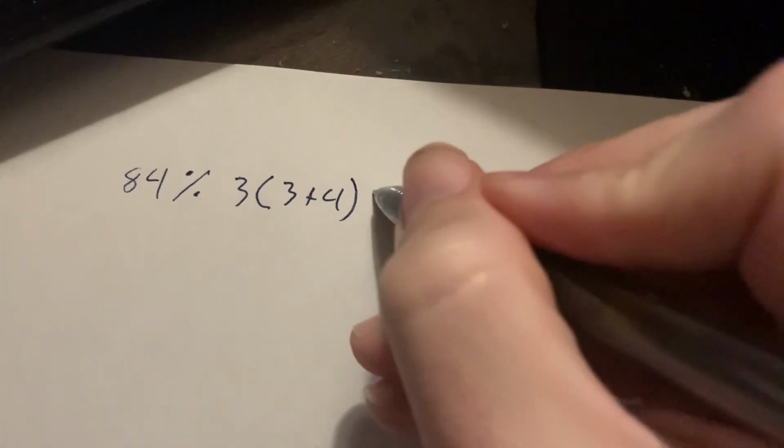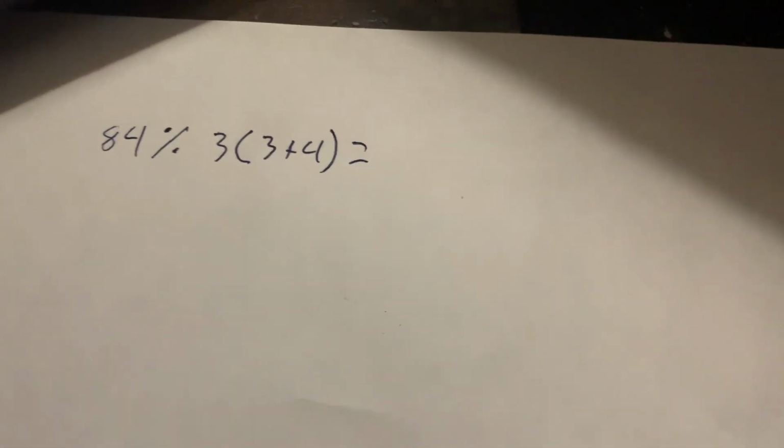All right, recently there has been a math equation floated on the internet that is causing some dissension over what the correct answer is. So I'm going to write that equation out here. The equation is 84 divided by 3, open parentheses, 3 plus 4. And they want you to find the answer.